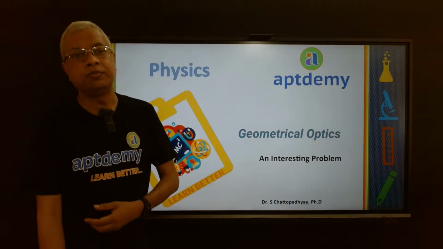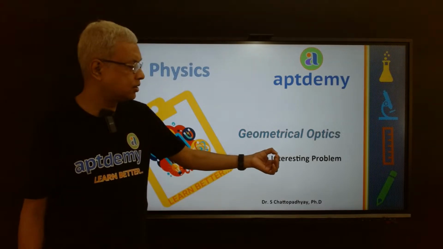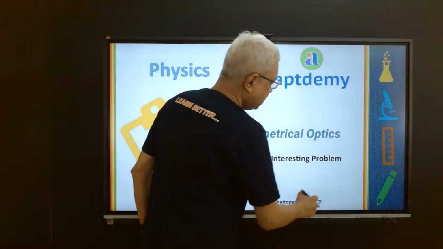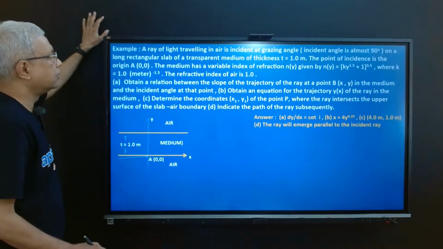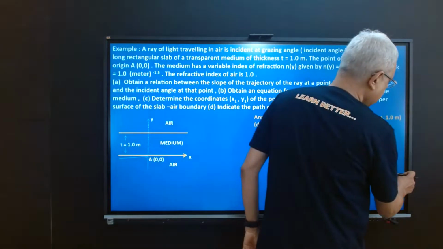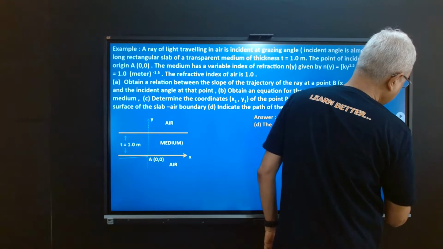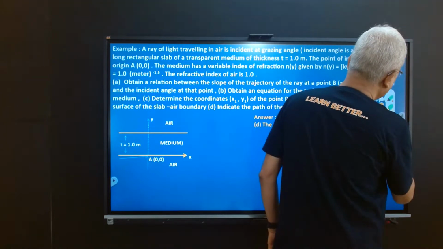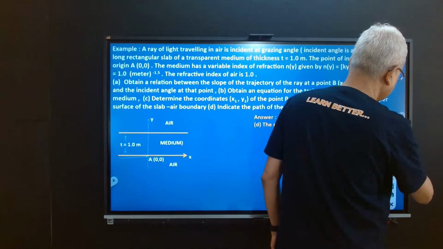Now, based on your feedback, today I will be discussing a problem from geometrical optics. Let us see what the problem is. So, the problem is basically related to Snell's law and refraction of light. So, let us see the problem statement.